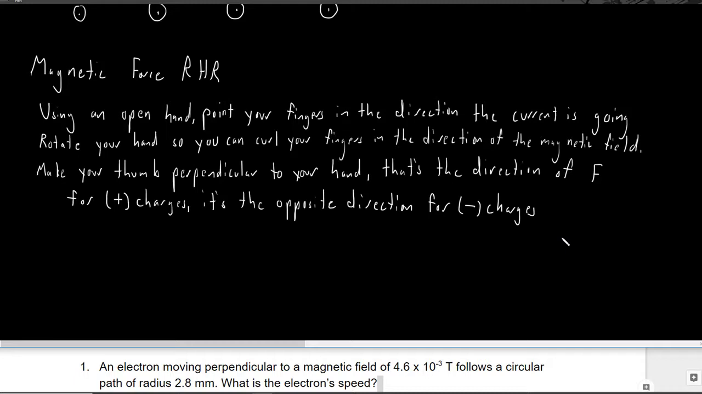We're going to use an open hand, like if you have your hand palm up, fingers together, a straight hand to start off with. Point your fingers in the direction of the current, the same direction the current is going. Then rotate your hand and curl all of your fingers in the direction of the magnetic field, and stick your thumb out, perpendicular to your hand. Your thumb tells you the direction of the magnetic force, specifically for positive charges. For negative charges, the direction of the force just goes the opposite way. There's no left-hand rule. The force is just in the other direction.